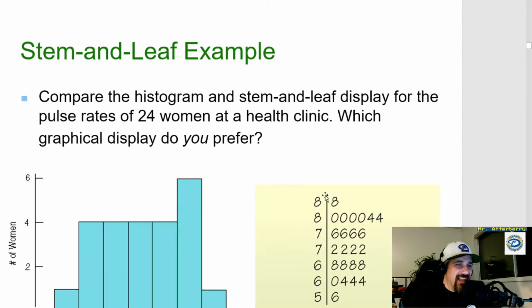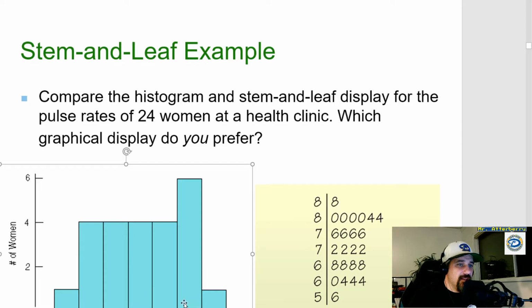So this one says 88, that would be this guy over here, that little chunk right there. This says 80, 80, 80, 80, 84, and 84. So there's 1, 2, 3, 4, 5, 6 counts in this bin. So once again, that's 80, 80, 80, 80, and then 84, 84, so 6.